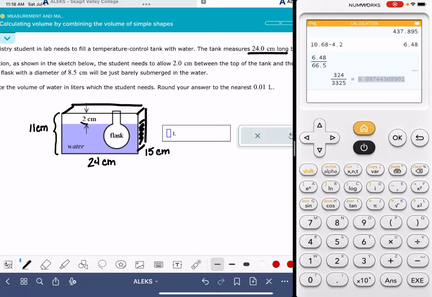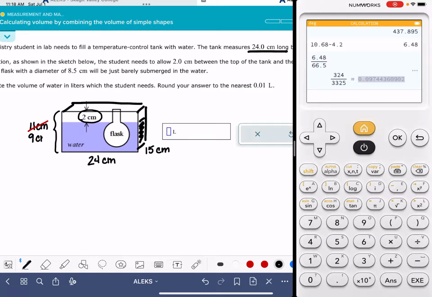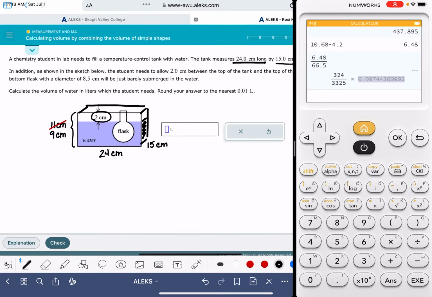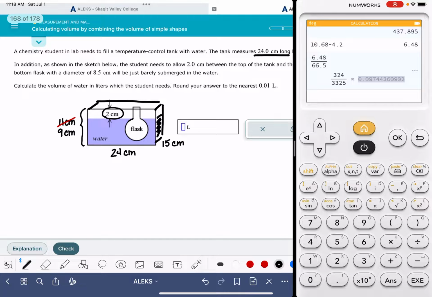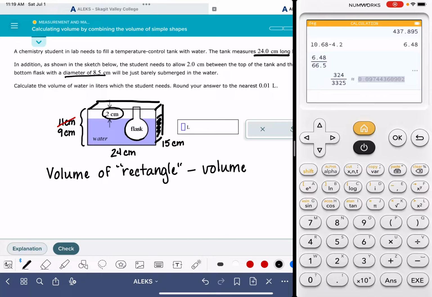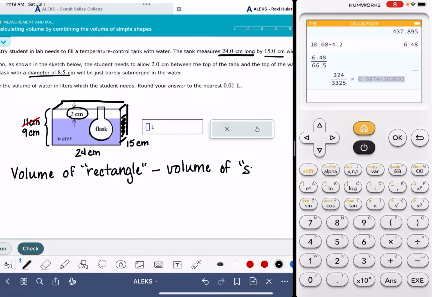Now notice that it wants to leave 2 centimeters of empty space at the top of the tank. So the height of the water inside the tank is only 9 centimeters. And then we have the flask here. The problem gives us the diameter of the flask, so we can use that to calculate its volume. What we want to do is calculate the volume of the rectangle shape, and from that subtract the volume of the flask, the sphere.